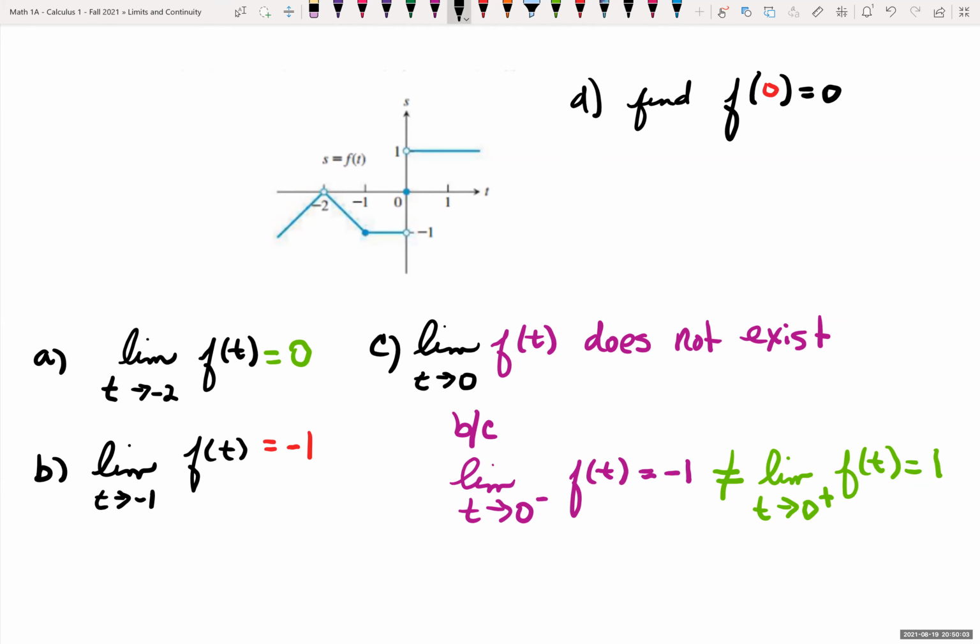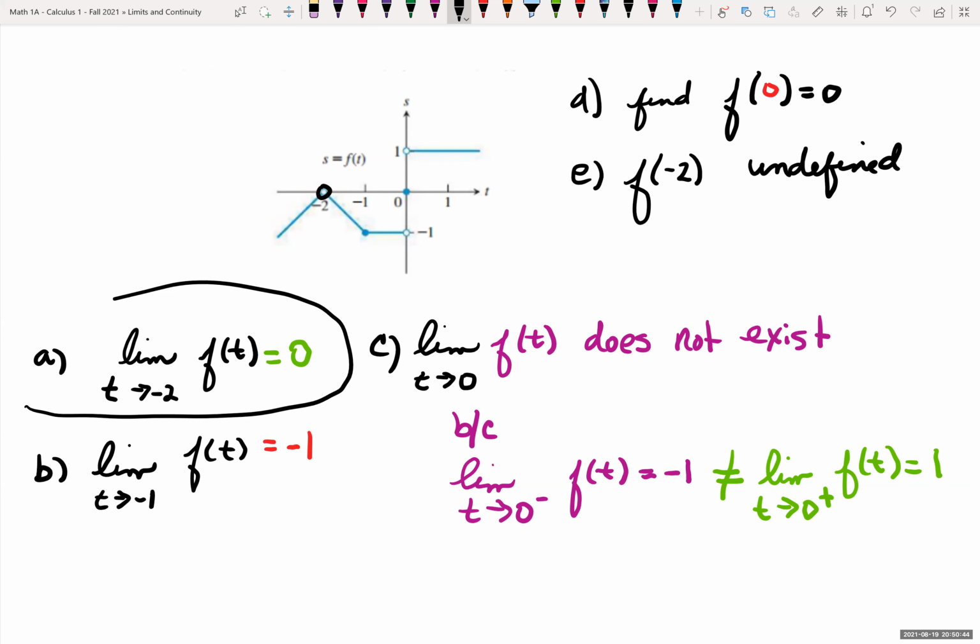If I asked what f of -2 is, this is saying when t is -2, what is our s value? What is our y value there? S really, but I like to call it y. Notice there's only an open circle there. There's no point that falls above or below t equals -2. So in this case, this is undefined. So it's possible that something is undefined at a point, but we saw that our limit did exist.